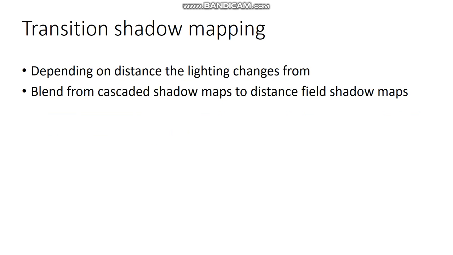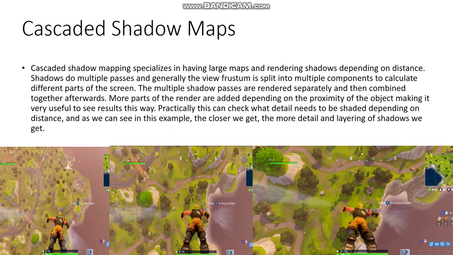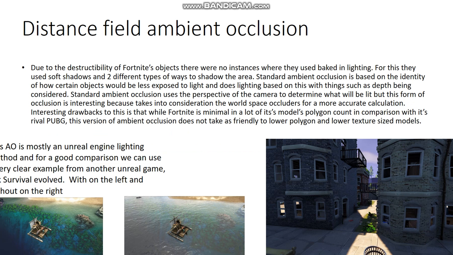The interesting thing here is that Fortnite, depending on where you are, will transition from cascaded shadow maps to distance field shadow maps. Distance field shadow maps are pretty interesting because they are generally in Unreal, and due to the destructibility of Fortnite's objects, they can't bake in any shadows. Shadows are quite computationally expensive when drawing, and so there are ways of getting around that.